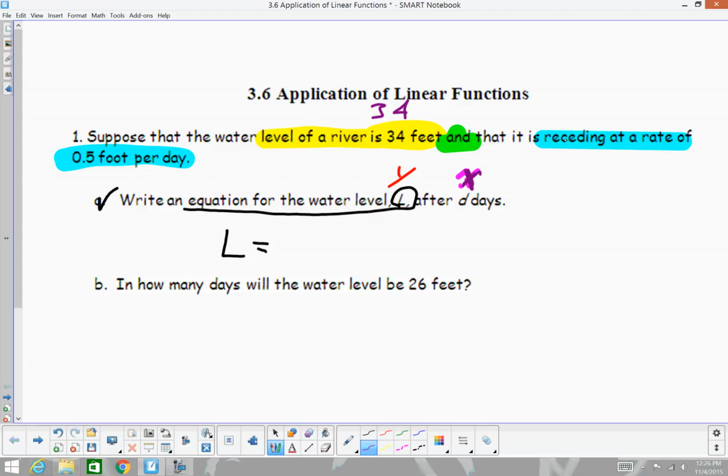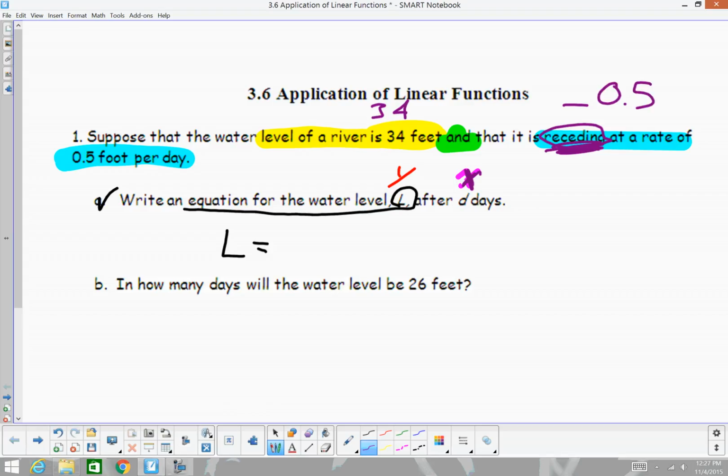Now, it is receding. Receding is important. Receding at a rate of 0.5 feet per day. Receding means to lose. You're usually going to get an important word in a linear application problem, something that means to either gain or lose. So you could see growth, increase, decrease. Those types of words mean to gain or lose, or add or subtract. So receding means to take away or lose. So I'm going to take away how many feet per day?